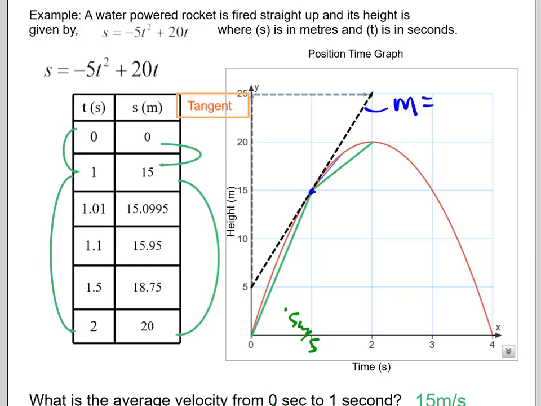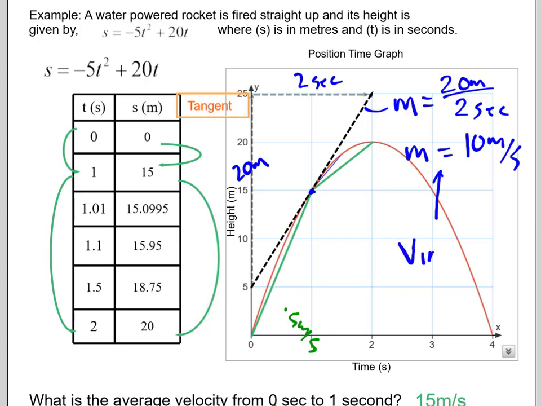you can see I have changed from 5 to 25. So there's a rise of 20 meters. And if I take my run, my run would be going from 0 to 2. This is 2 seconds. I would have a slope of 10 meters per second. This right here is the instantaneous velocity at that location. Now, if you picked another location anywhere else on this graph, say here, it would have its own tangent line. You'd have to recalculate everything, and you would get a new instantaneous velocity.